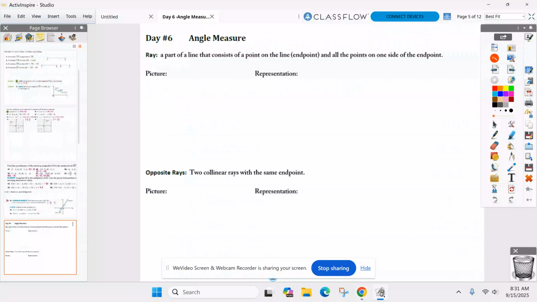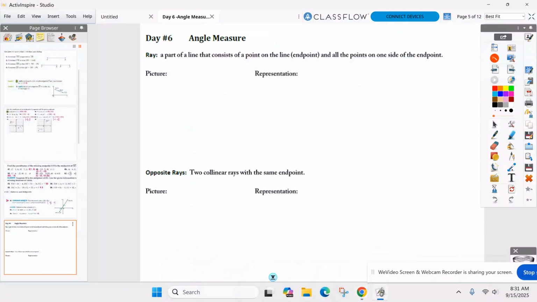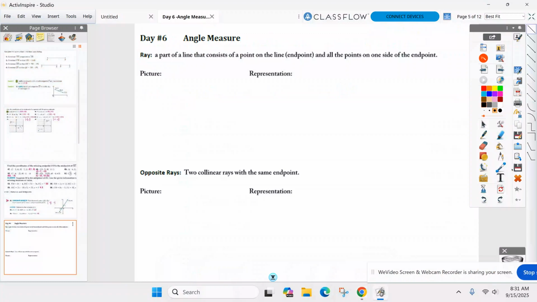But we're really going to get hardcore into it. Before I get into an angle, let me introduce what's called a ray. Day 2, I introduced a line. What do you have to have on the end of your lines? Arrows, correct, because if you take both arrows off, what's it called? Segment. All right, well, what if I leave one arrow on and take one arrow off? That is now called a ray.